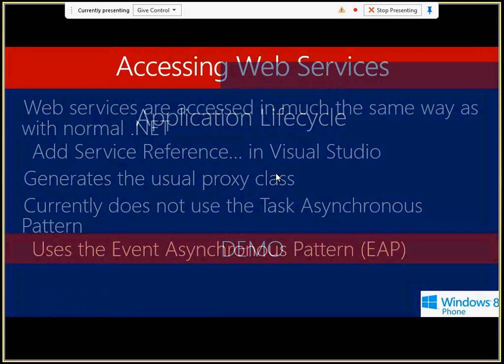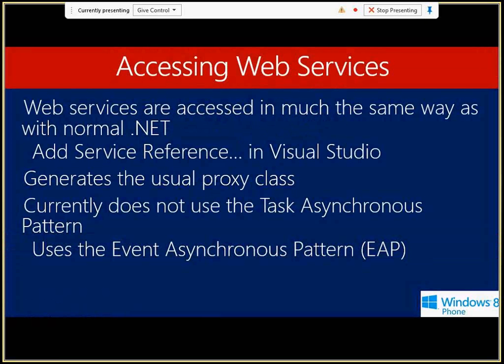So let's move to the next topic. Let's talk about web services. I'm not going to demonstrate that right now. I'm going to show a demo in a few minutes. But generally speaking, we can access web services or WCF services in much the same way we do in regular .NET. We can use the add service reference option in Visual Studio. We're going to get a proxy class, and we can simply invoke methods on that proxy class, and this will actually create the HTTP message and send that to the server, wait for the reply, and so on.